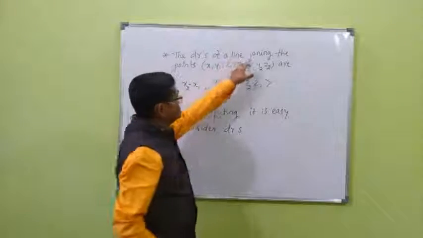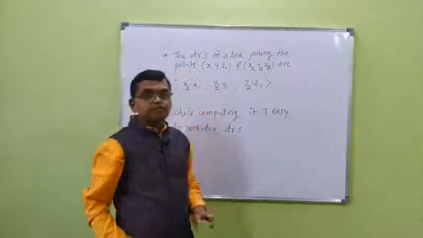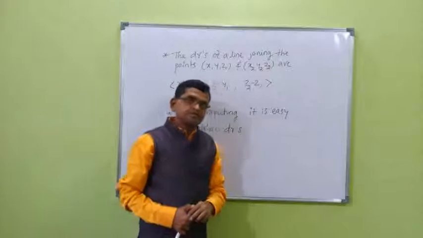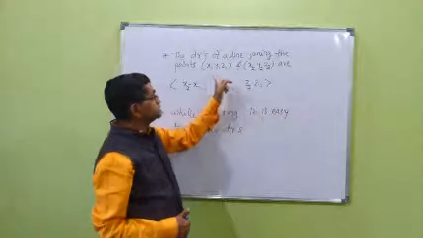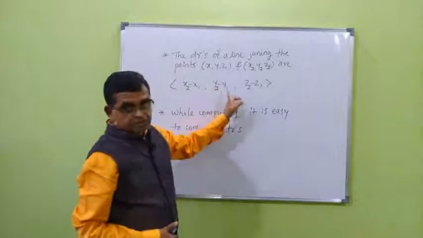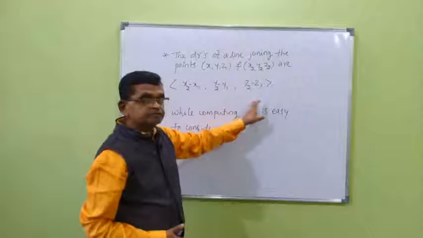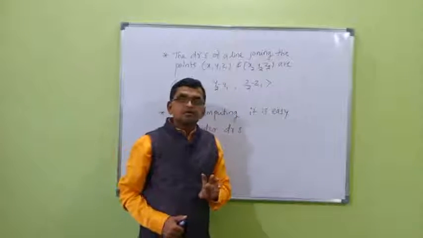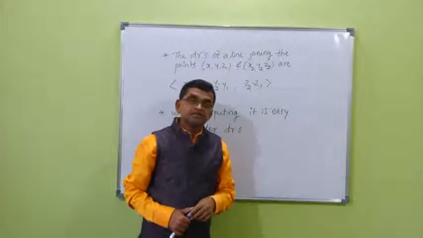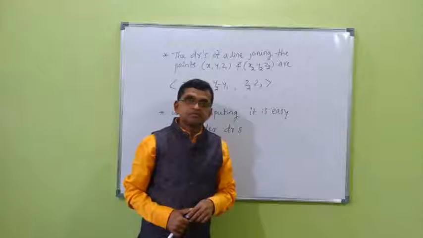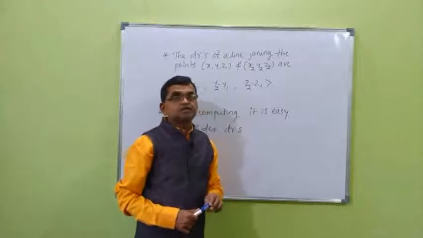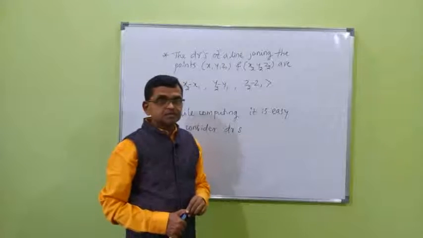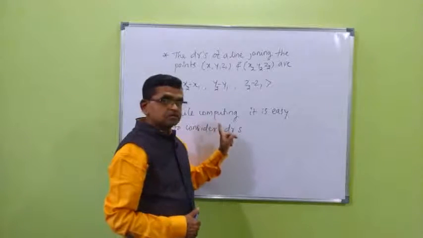The direction ratios of a line joining the points (x1, y1, z1) and (x2, y2, z2) are x2 minus x1, y2 minus y1, z2 minus z1. While computing, we consider direction ratios because many times direction cosines include irrational denominators. So it will be easier to consider direction ratios.